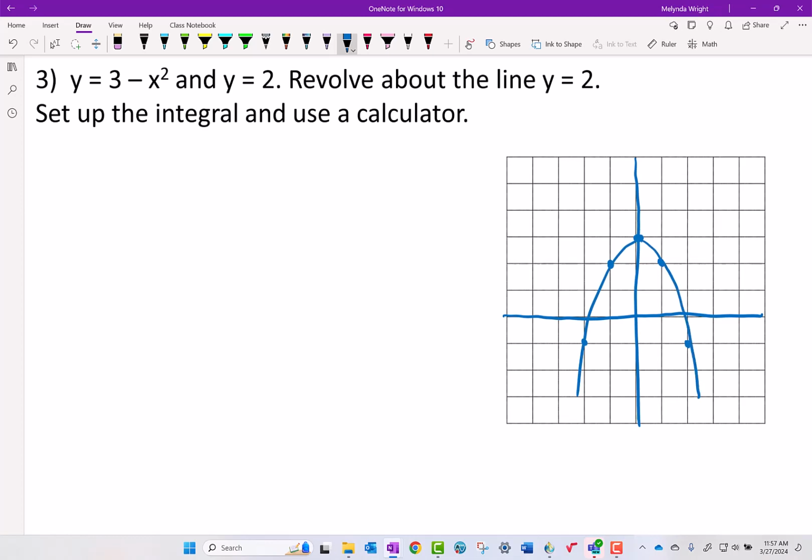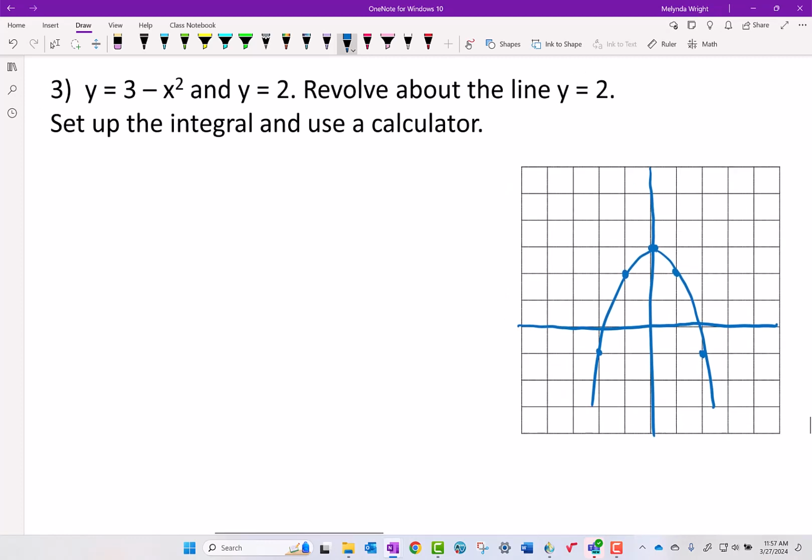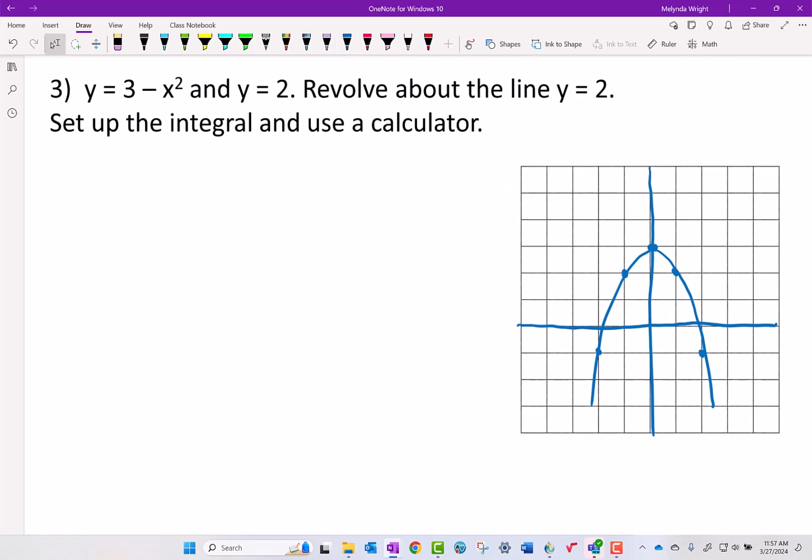And also, we are about the line y, so we're bounded by the parabola and y equals 2. So let's draw y equals 2. So y would be 2. That would be this part right here. All right, that's y equals 2. So the part that we're going to be rotating is this part right here.